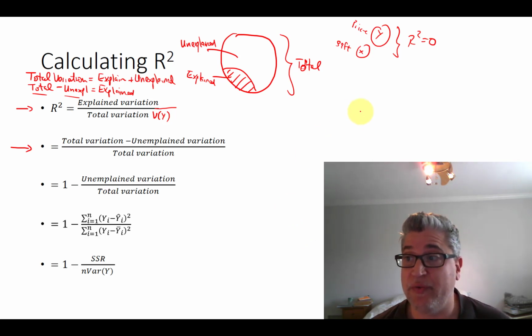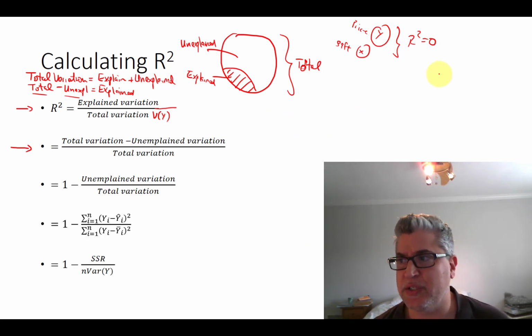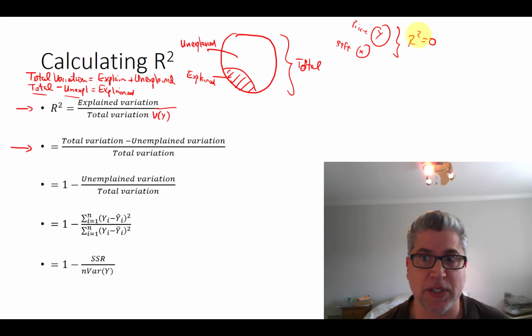Now in real life, square footage and price are correlated. So our r squared is going to be some number bigger than 0. It won't ever be 100% because other things influence price, like location and bathrooms and things like that. So in practice, we're going to get some r squared between 0 and 1.